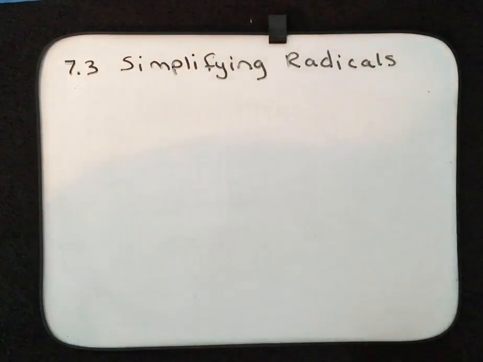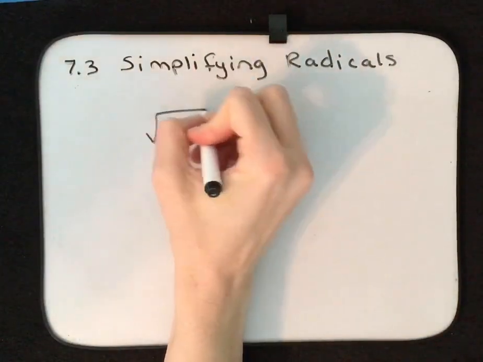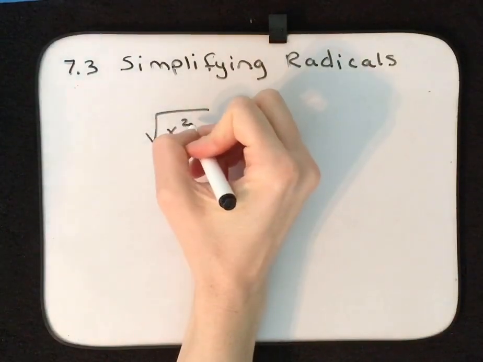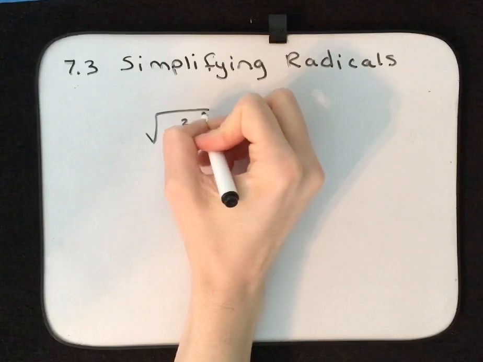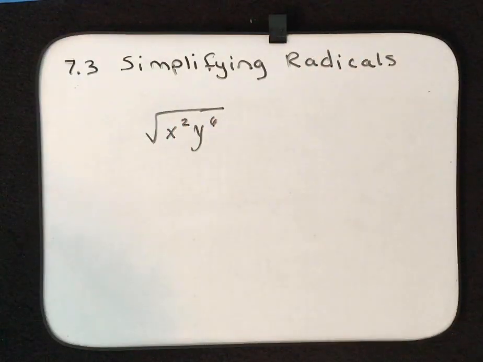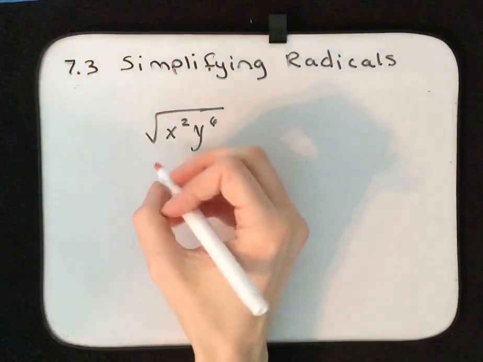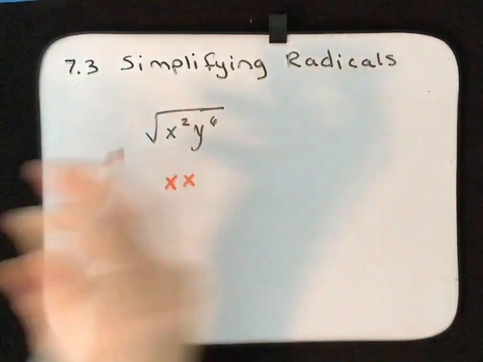Simplifying radicals. If we are looking at the square root of x squared y to the sixth, how can we simplify? Well, first, for the purpose of these examples, we're going to assume that x is greater than 0 and y is greater than 0, so that we do not have a negative under our square root. So if we're looking at this, when you are simplifying a square root, what you need to think of is what does each piece mean?